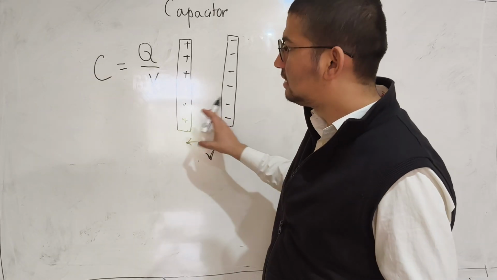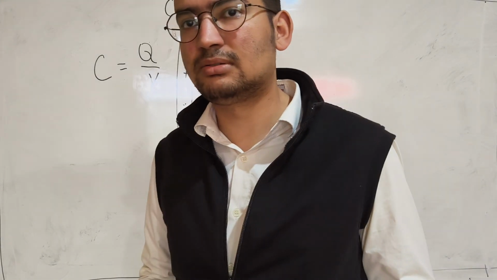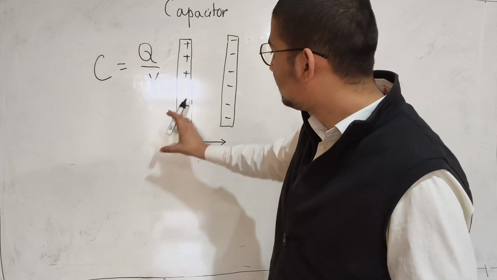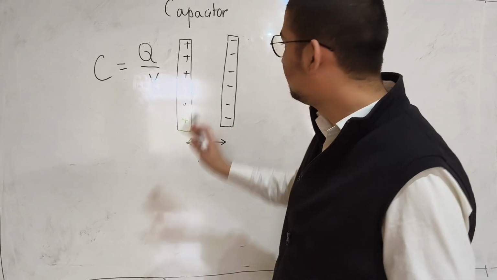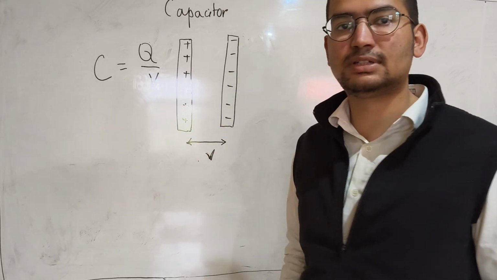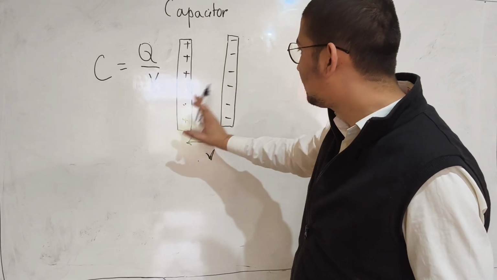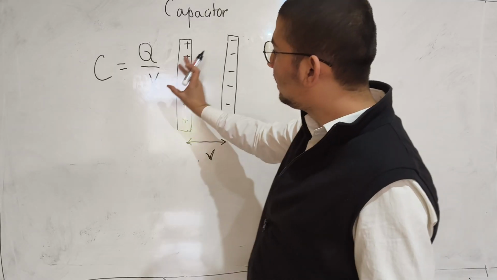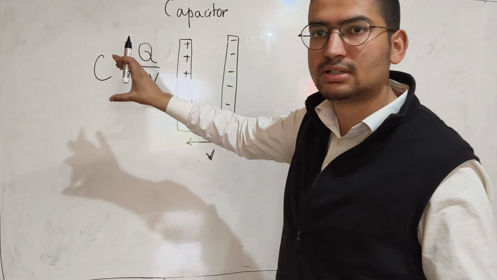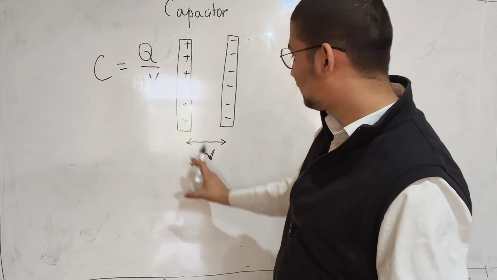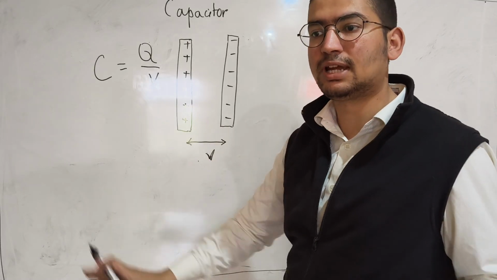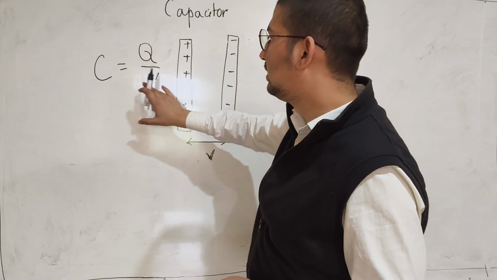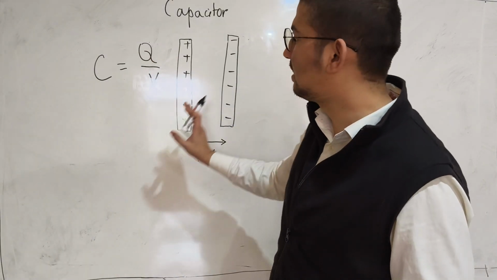And why is there a potential difference between the plates? Because one plate is positive, which is at higher potential, while the other one is negative, which is at lower potential. So there's a difference in electric potential. So if you can accumulate more charge at this particular potential difference, you get a very high capacitance. So C is given as Q by V, where C is the capacitance of this capacitor.